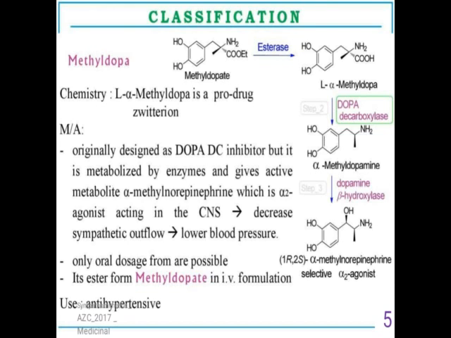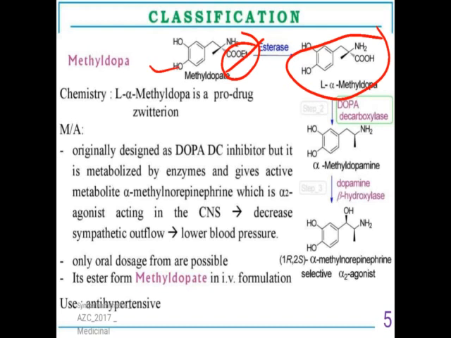This is the structure of methyldopa, that is methyldopate, the ester form they have made, COOC2H5. Due to the ester form, what happens? It increases the duration of activity. So when it enters, it undergoes esterase hydrolysis. So this breaks and it produces the drug, that is the L-alpha-methyldopa.